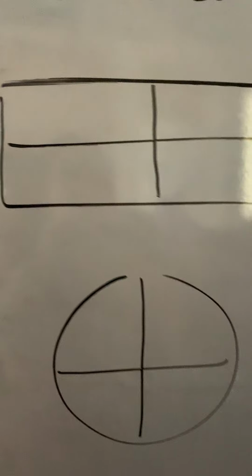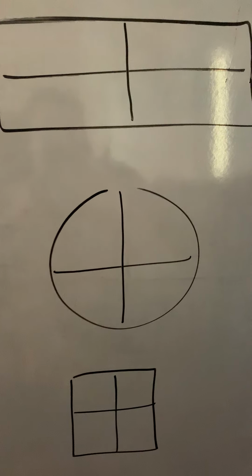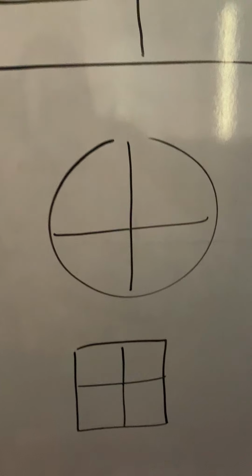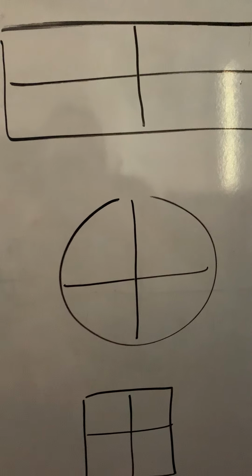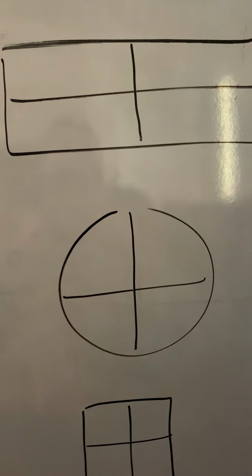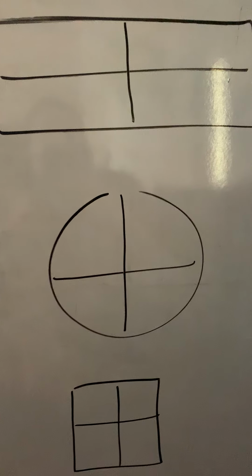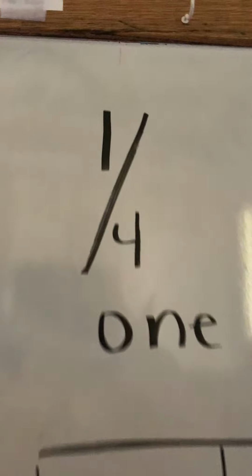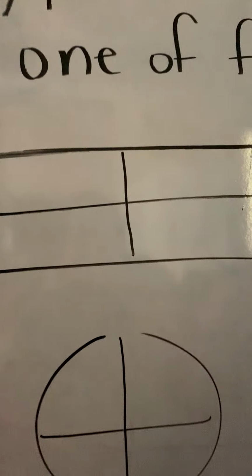Now I'm going to move on to fourths or quarters. These shapes are partitioned into 4 equal parts, the best I can. Of course, it's not going to be 100% accurate, but it's as close as I can do. And so we're going to practice shading in only a fourth or only a quarter of these shapes. And so when I'm talking about fourths, the fraction would look like this. 1 over 4.